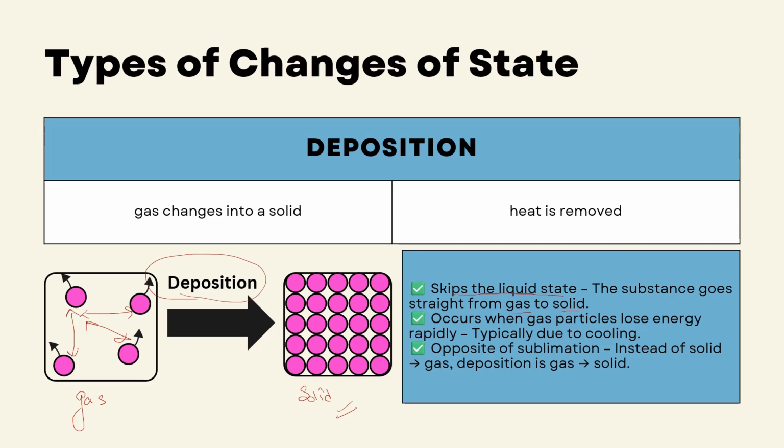Occurs when the gas particles lose energy rapidly, typically due to cooling. Opposite of sublimation. Instead of solid to gas, deposition is gas to solid. So if it is going from solid to gas, it is sublimation, and if it is going from gas to solid, it is deposition.